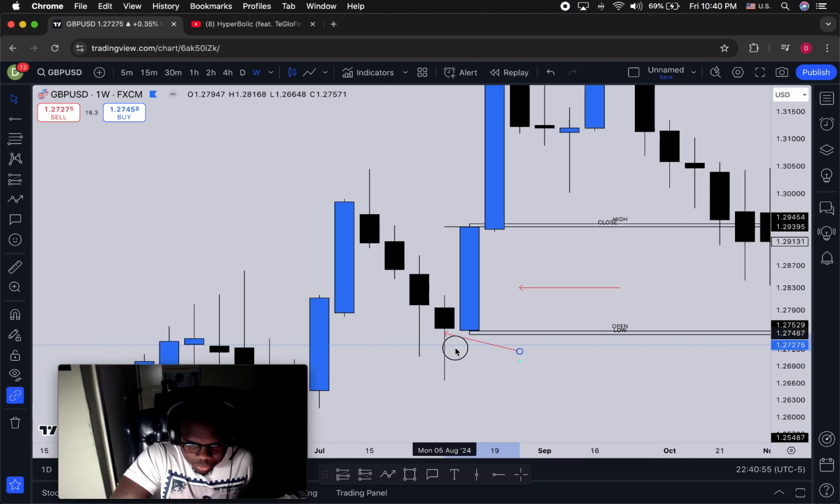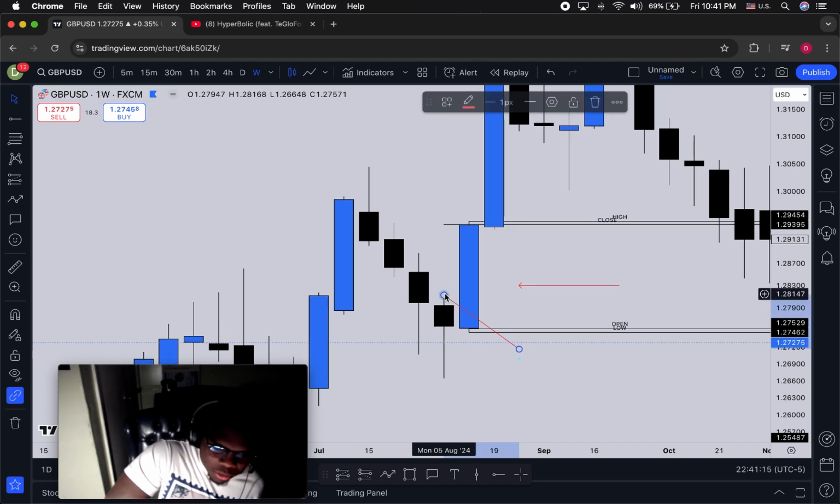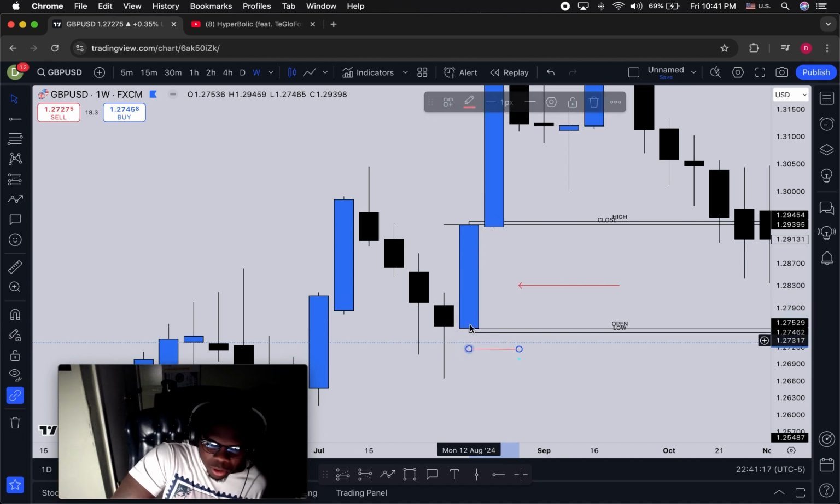Close is here. This is the low because it's going lower. It's the wick. Bottom of the wick, it's the low. And then the high of this week, or the high of this candle, would be up here at 1.28 something. Now, I just want to break this down. This is just fundamentals. Open, high, low, close.